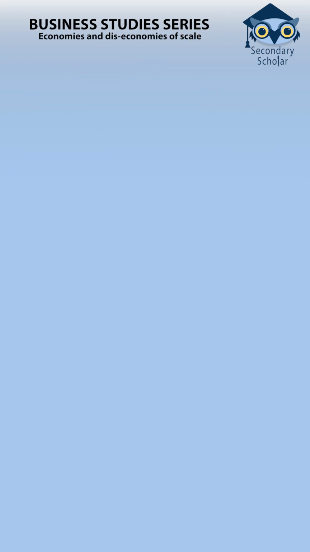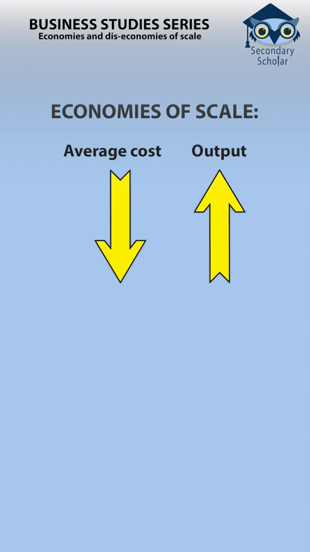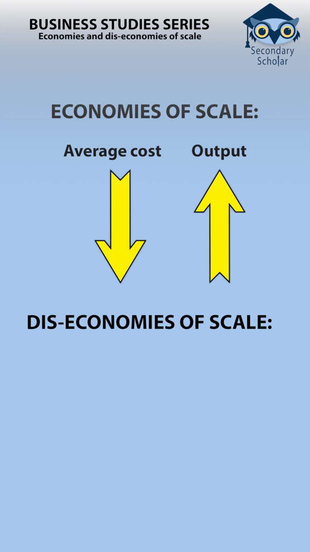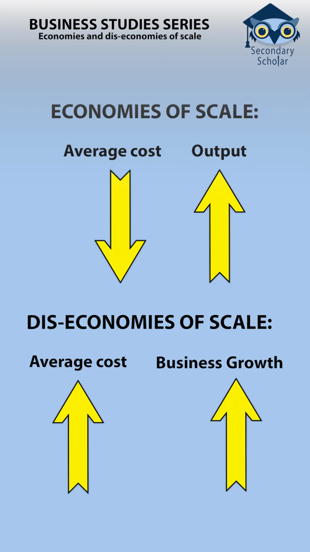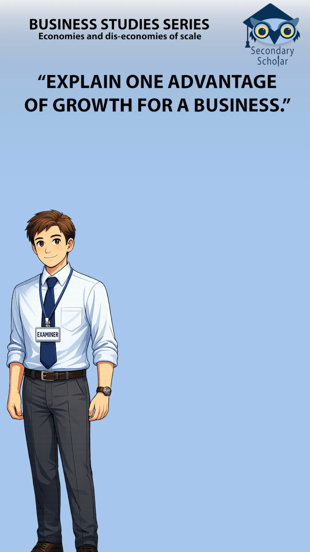So to summarize, economies of scale reduce average costs as output increases. Diseconomies of scale increase average costs when a business becomes too large and inefficient. Now let's apply this in an exam context.